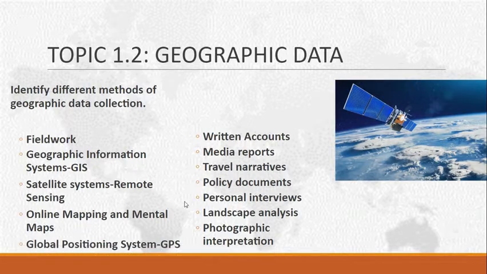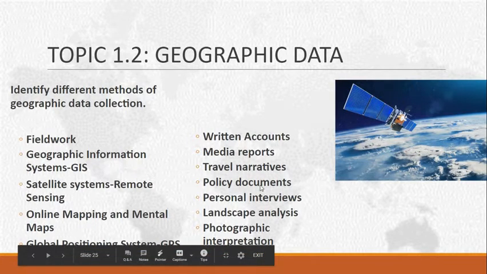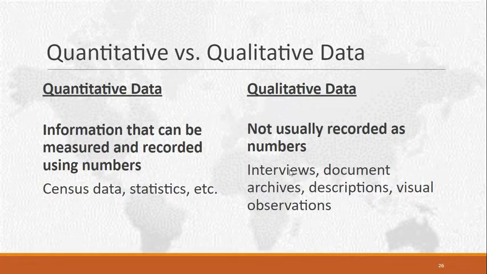GIS, remind yourselves of what that is, remote sensing, and GPS. But before we get into that, I want to talk quickly about the difference between types of data. This doesn't just go for geography, but for all different types of investigation or data collection. You take a look at two major categories of data, quantitative and qualitative. As geographers, we look at both. The main difference, and you'll probably hear this multiple times in your schooling, is whether it can be counted, measured, and recorded with numbers. That's your quantitative data.